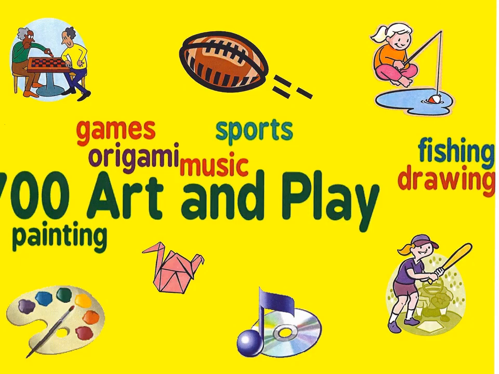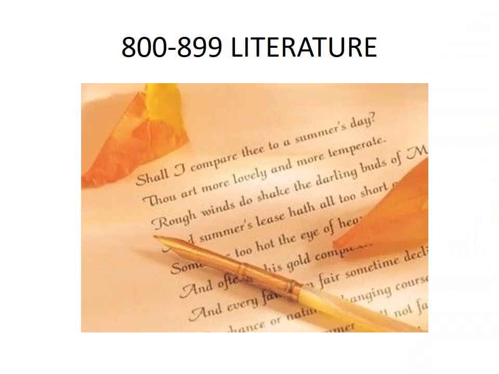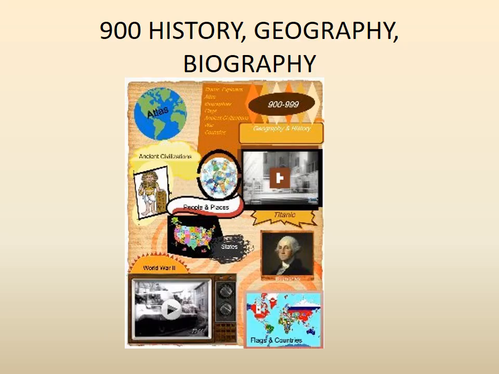The 700 class is for books on music, art and physical education. The 800 class is for literature, which contains the literature of all languages. Lastly, we have the 900 class, which is for history, geography and biography.